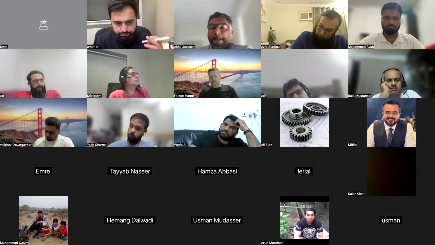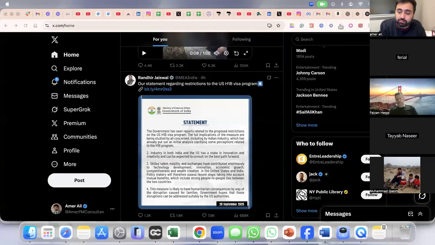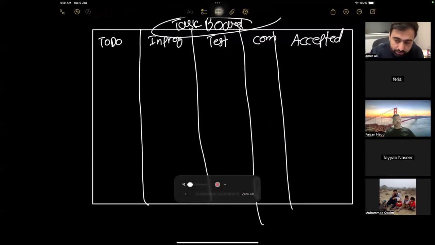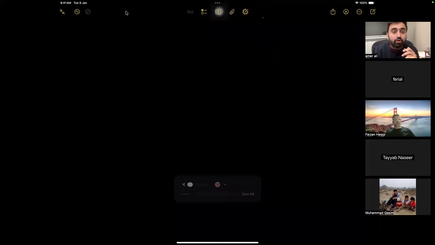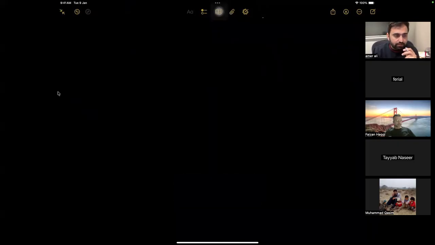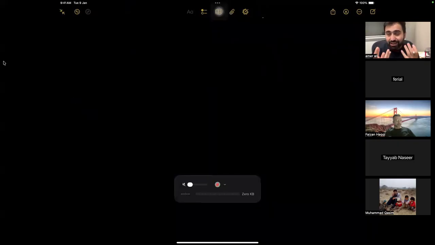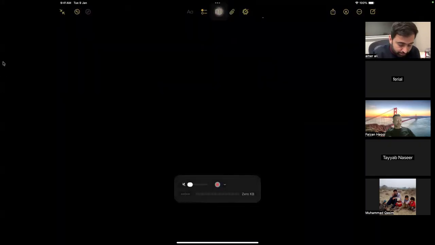You just want to show the status of the board. Next is the Kanban board. The Kanban board identifies the work in progress limit. Kanban board identifies your bottleneck.